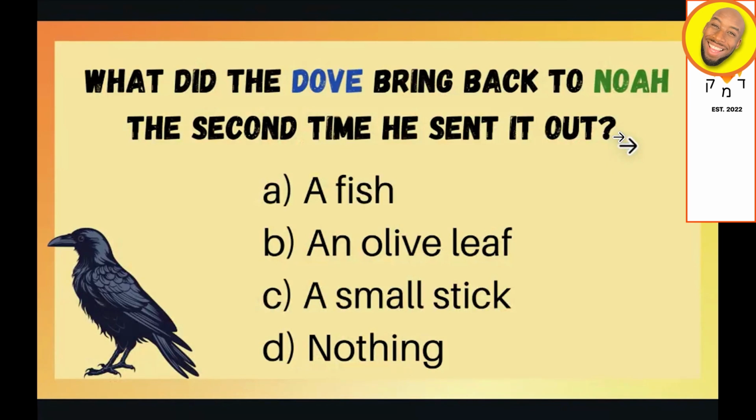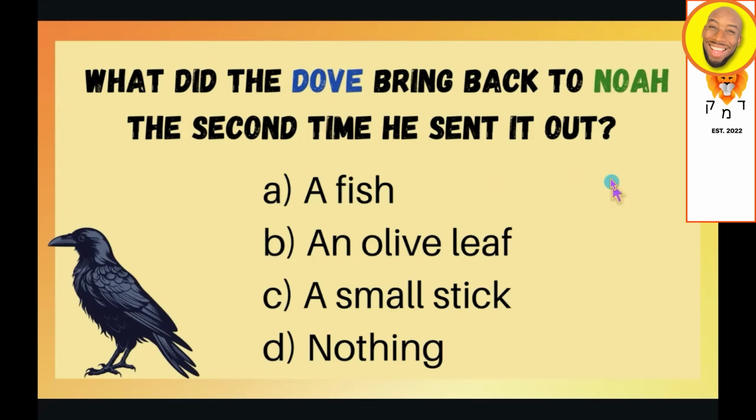All right. Next question. What did the dove bring back to Noah the second time he sent it out? The second time Noah sent out the dove, what did that dove bring back? Did that bird bring back a fish, an olive leaf, a small stick, or nothing at all? Remember, the dove was sent out 2 different times. The second time, what was brought back?